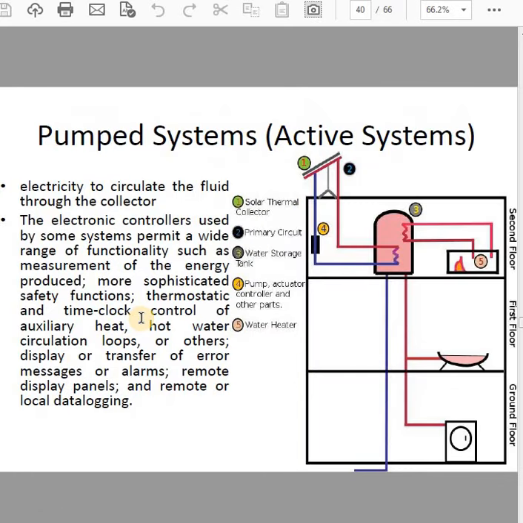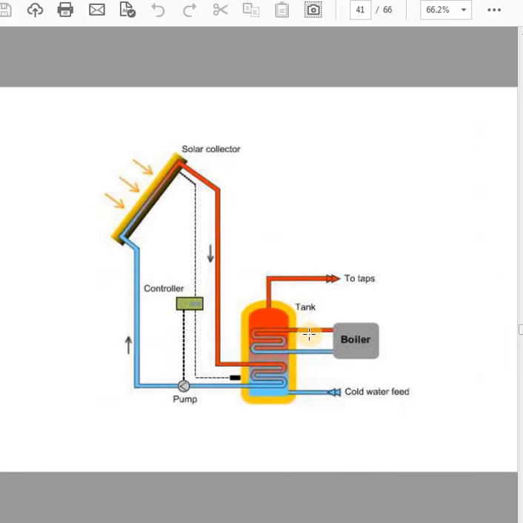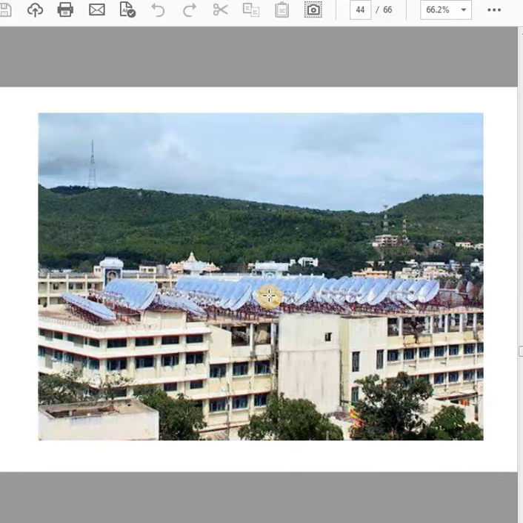Now that was for the direct system. Now you will have it for your pumped system or active system. Then you have an auxiliary system.